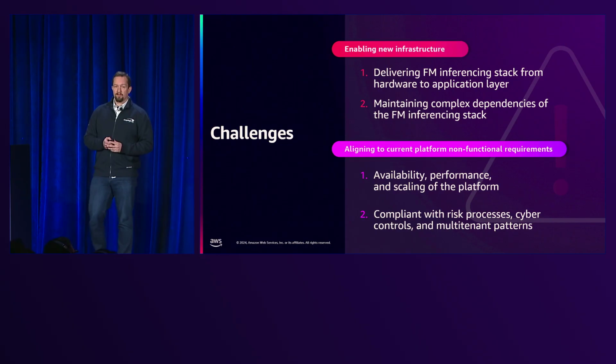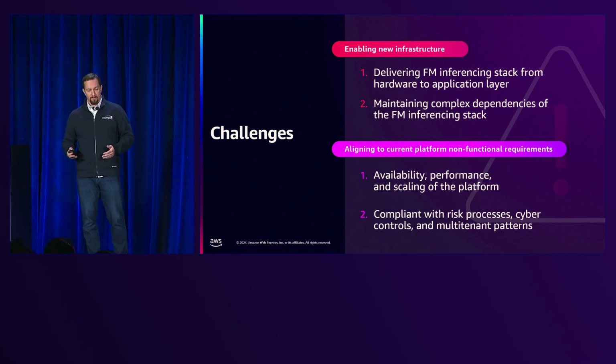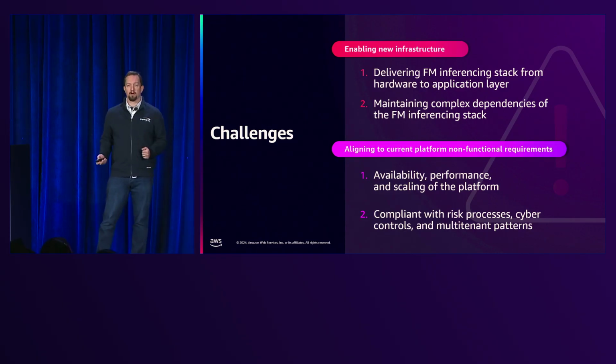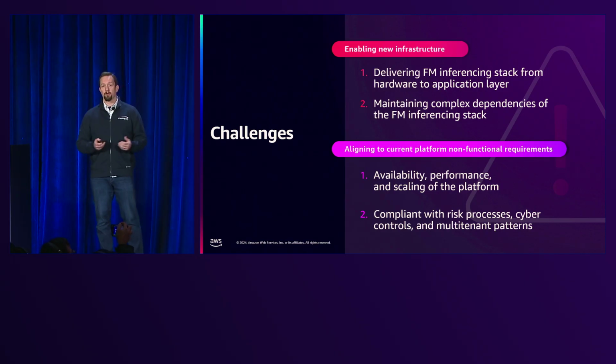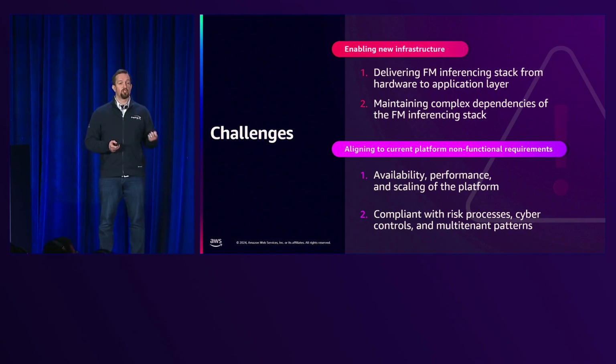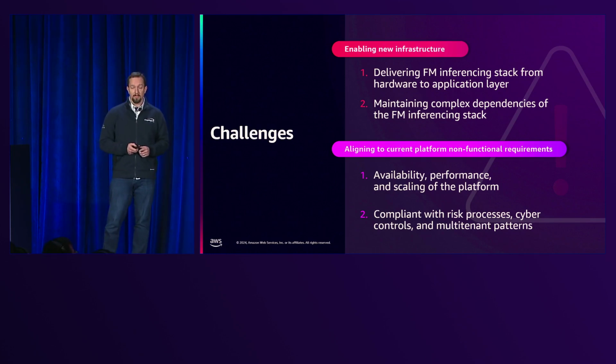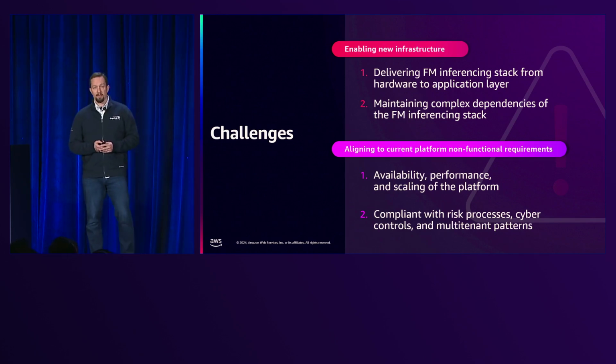And so this meant for us that we had two key problems to solve. So the first, we needed to enable this new infrastructure, delivering an FM inferencing stack from hardware all the way to our application layer, but then also aligning to the requirements that we already had in place. We have a well-defined set of production systems and pipelines, and we need to make sure that we were enabling those as well. This meant things like availability, performance, and the scaling of our platform, as well as ensuring that we are compliant with risk processes, cyber controls, and our multi-tenant requirements.